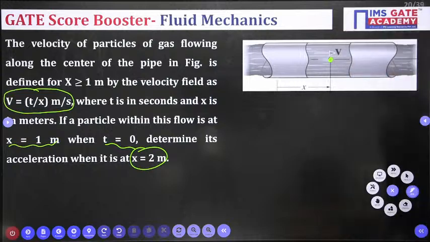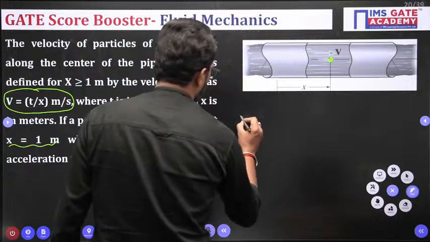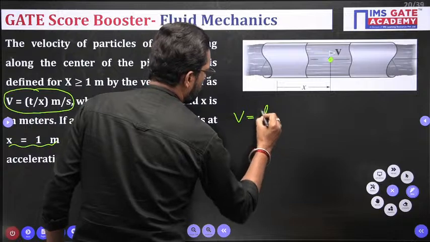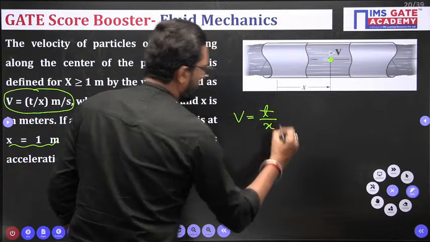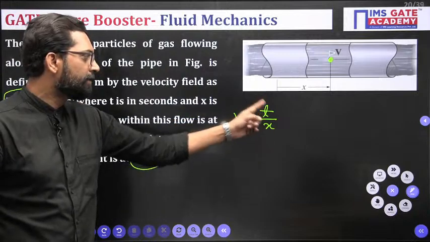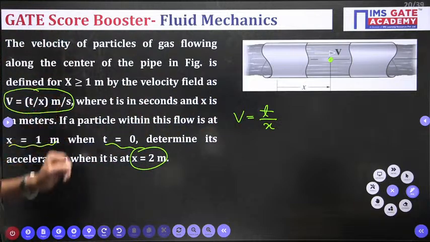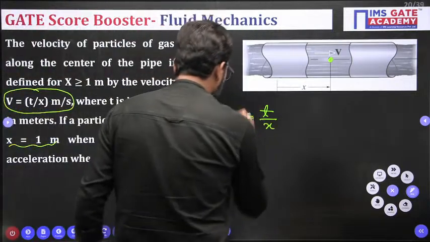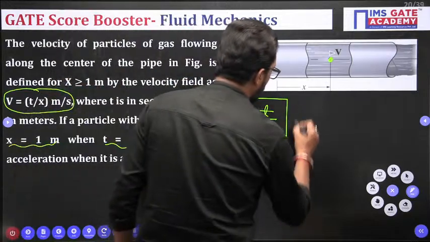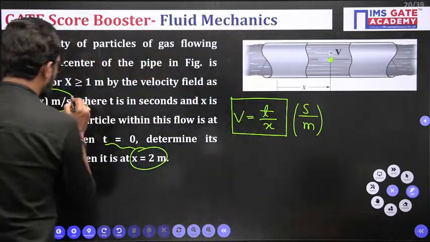First, my dear, please see this one. The velocity is given in this question. What is the velocity given? t by x. If you check the unit, this is meter per second, but t by x is second per meter. This is not a unit of velocity, but here the unit is given as meter per second. If you take this one, it is second per meter. But in this question, it is given meter per second.